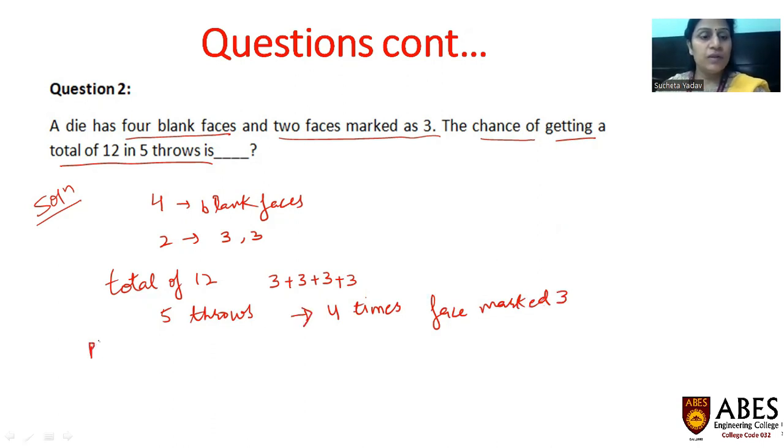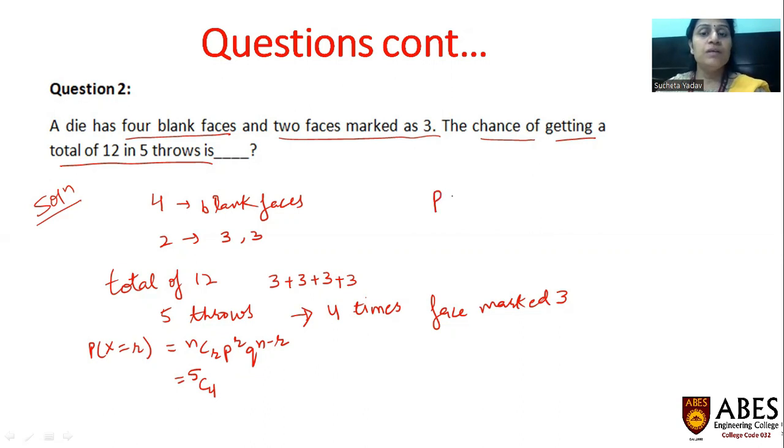So, when we apply binomial distribution, P of X equals r is given by nCr, P to the power r, Q to the power n minus r. And how many throws? 5. How many successes we want? R represents the number of successes, 4. P, the probability for success.